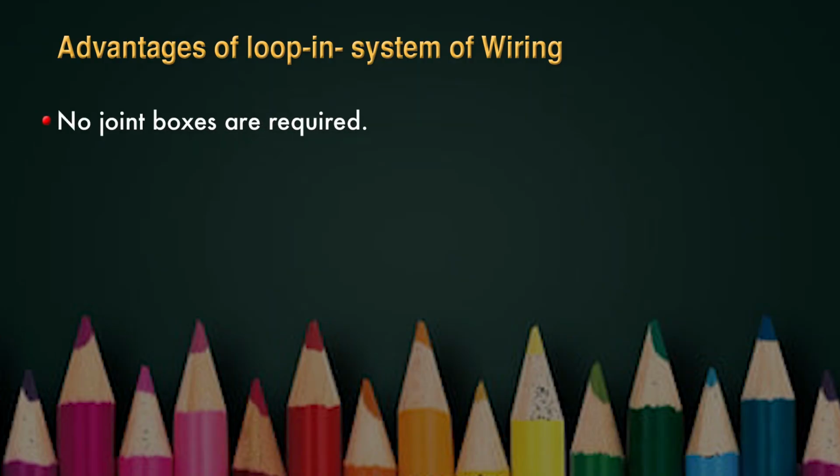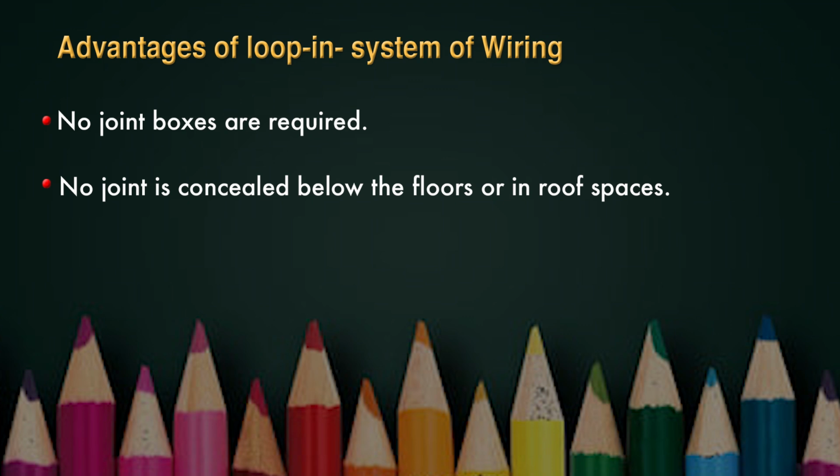Now we have to understand what the advantages of the loop-in system of wiring are. The first advantage is that no joint boxes are required, and the second advantage is that no joint is connected below the floors or in roof spaces.